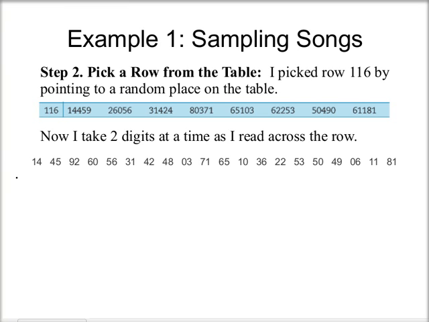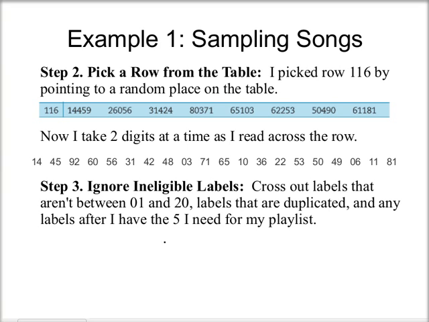Alright, so that takes care of step 2. Now step 3 is to ignore the ineligible labels. So I want to cross out the labels that aren't between 01 and 20. So those would be labels that don't correspond to any songs on my CD. I'm also going to cross out labels that are duplicated and any labels that are left over after I have the 5 I need for my playlist. So let's just go across.